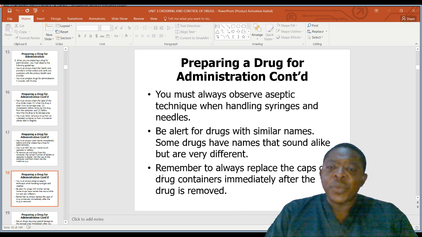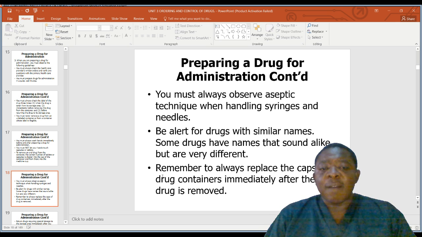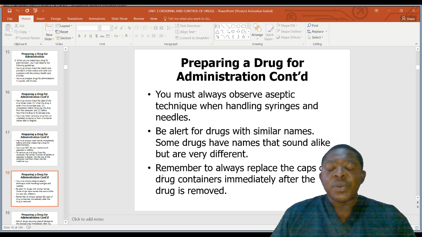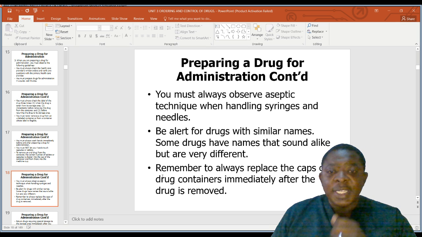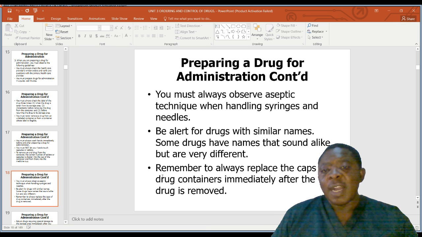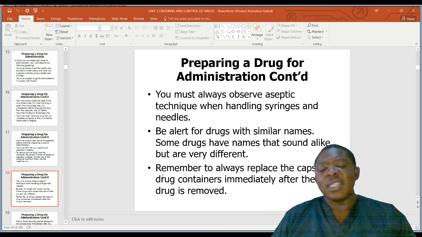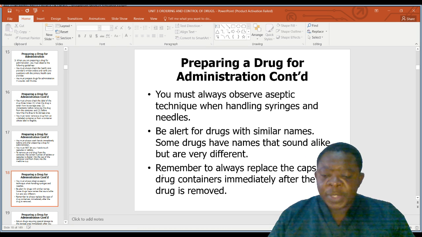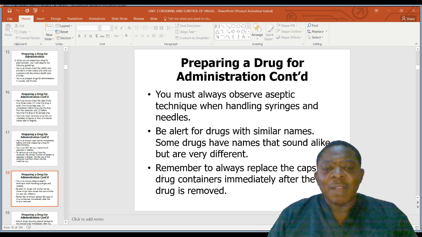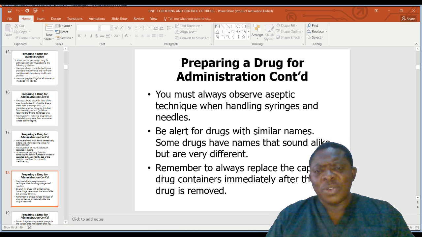So remember to always replace the caps of drug containers immediately after the drug is removed. This is to avoid air reacting with the drug. It may affect the drug. So avoid keeping the container open for some time, because the oxygen within the air may react with the drug and cause the drug to start disintegrating. Okay, so that is very important. You find that we have some moisture absorbance within these containers, so that one should not be removed.